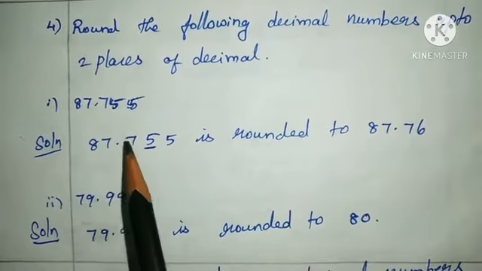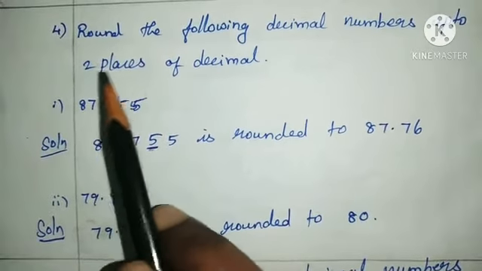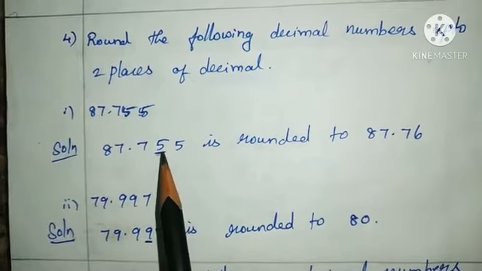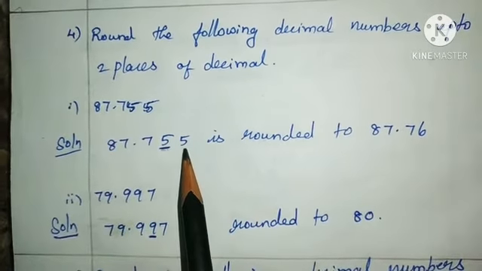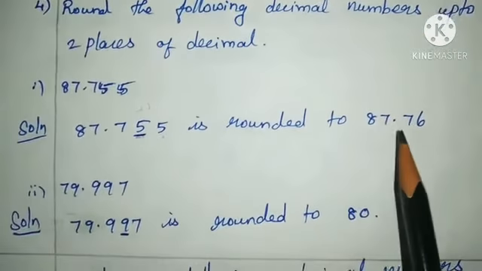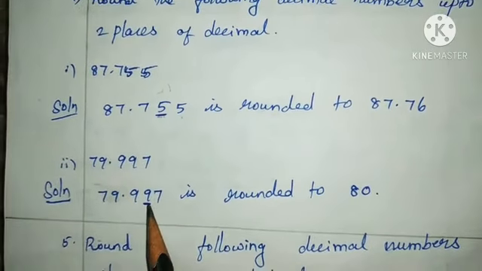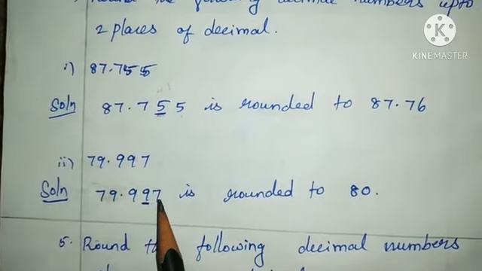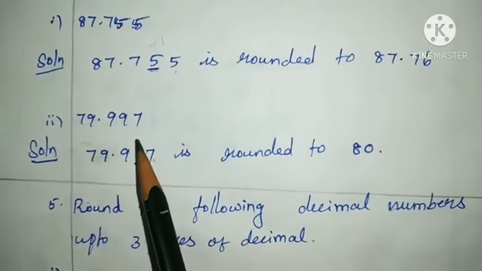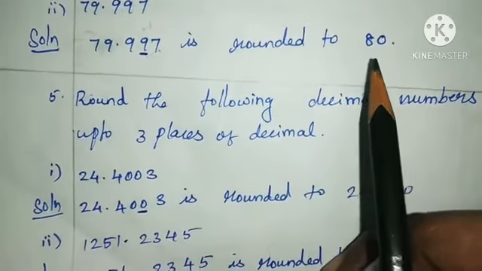Here 87.755: since you have to round off to 2 places of decimal, you have to underline the hundredth place value. Then the number after the hundredth place value is 5. So we are adding 1 and it is rounded to 87.76. Then 79.997: here also the hundredth place is 9 and after the hundredth place we have 7, which is also greater than 5. So we are adding 1. Then 79.99 is rounded to 80.